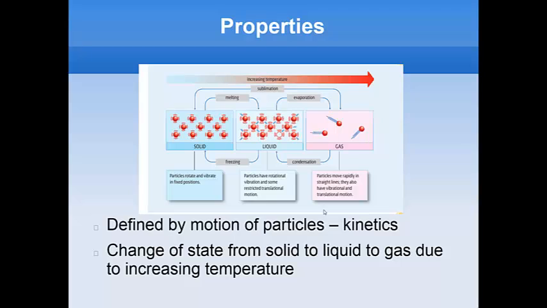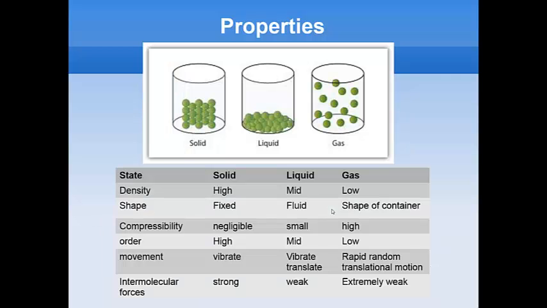The motion of the particles is the kinetics. So we looked at kinetics before when we were looking at reactions. This time we're looking at the kinetics of gases. In a solid, particles can rotate and vibrate around fixed positions, but in a liquid they have a little bit more movement, which is called translational motion, and in a gas they have a lot of translational motion. To change state from a solid to a liquid or to a gas, it all happens by increasing the temperature. So your temperature really relates to how fast molecules are going and how much motion they have.